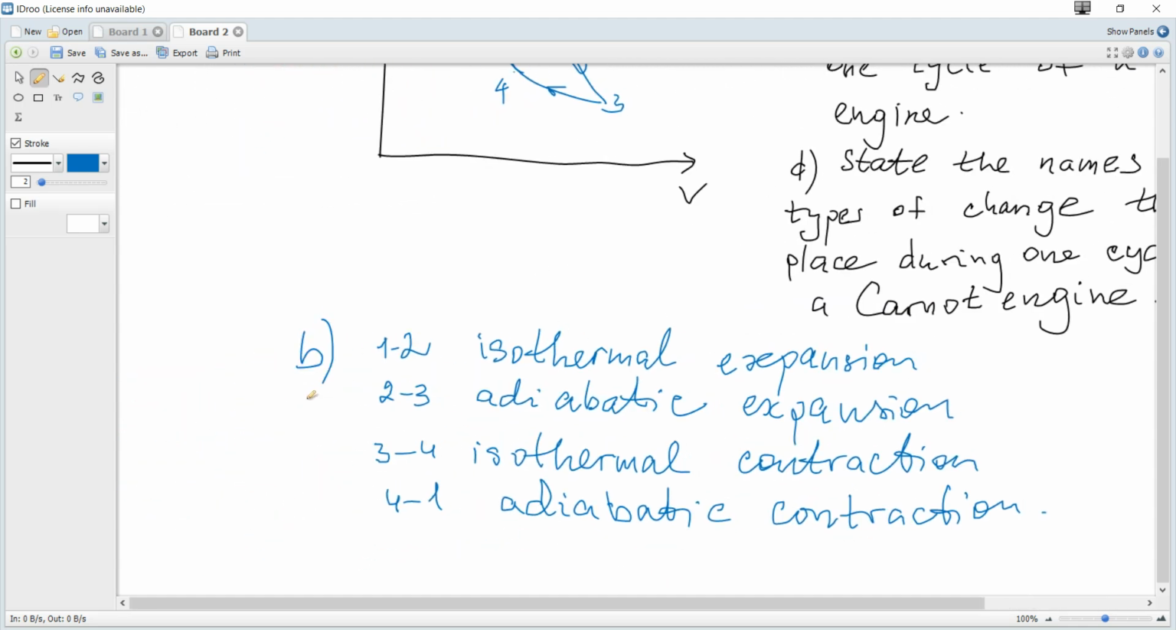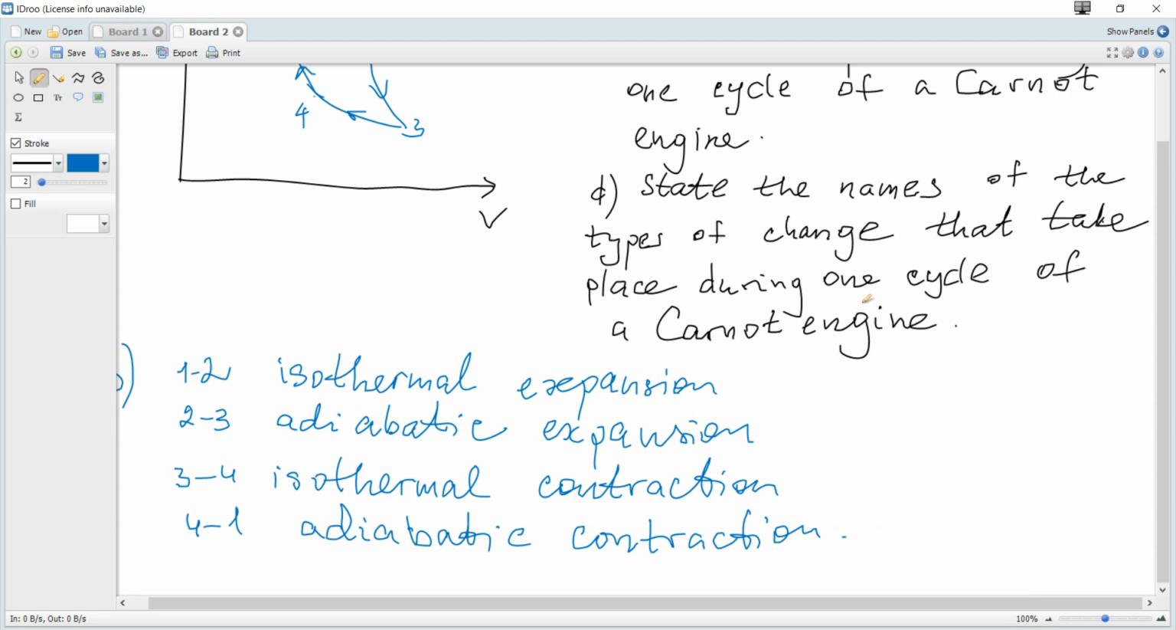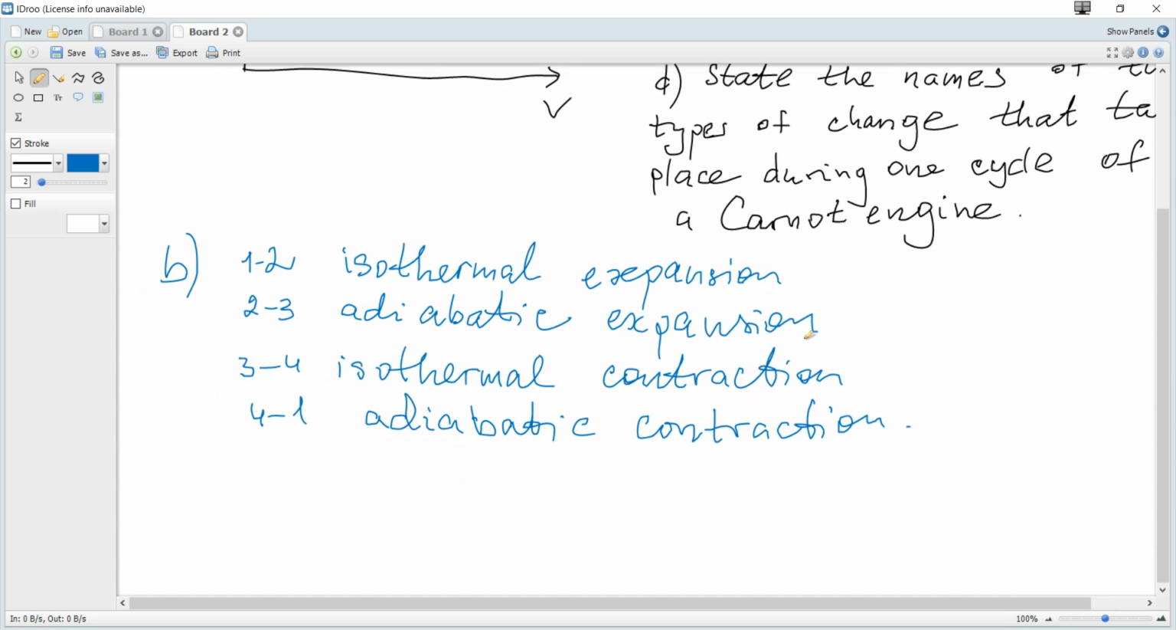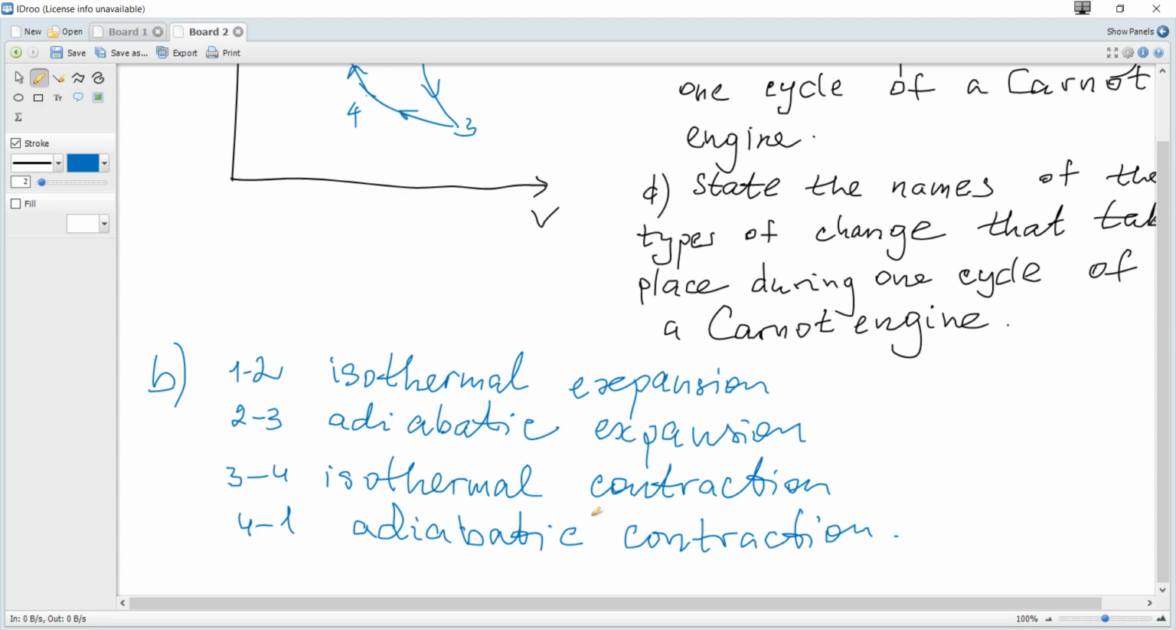It's answer for B. State the names of the types of change that take place during one cycle of a Carnot engine. And in general, what is Carnot cycle at all? This cycle, it means a Carnot cycle, sets a limit for the efficiency. So if some amount of gas undergoes a Carnot cycle, we can get the maximum possible efficiency for given temperatures of cold and hot reservoirs.